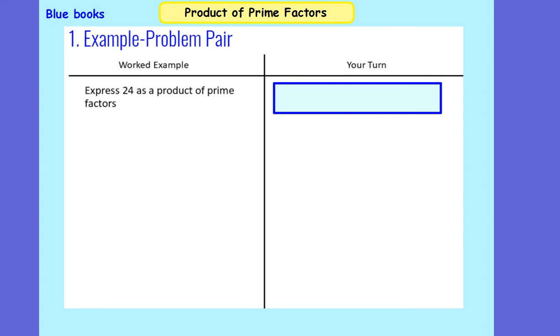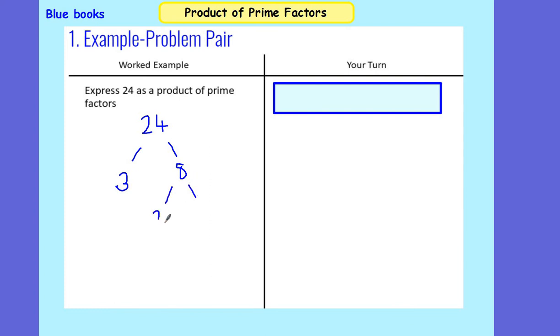Okay, back into our dark blue books. I'm going to do an example and then you're going to do an example. I've said, can I express 24 as a product of prime factors? And this time, I'm going to do it using index form. So in exactly the same way, I start by splitting my 24 into 3 and 8.